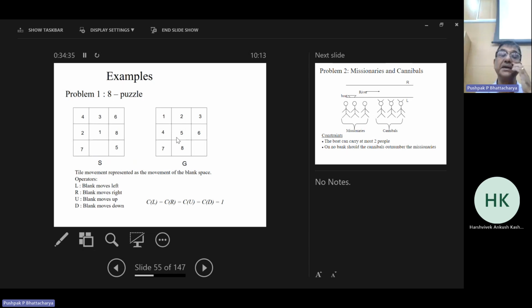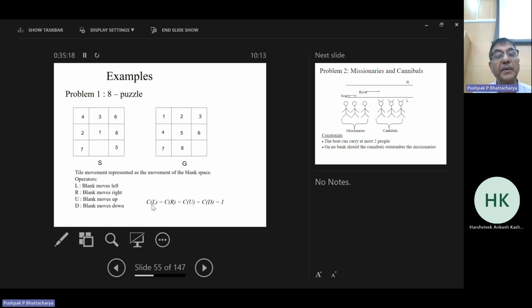What are the operators? We remarked yesterday that a very nice intelligent step is to look upon the fact that the blank space moves, though in actuality we move the tiles. So if the blank space is moving, then we think of 4 operators. L, blank moves left, R, right movement, U, up movement, and D, down movement. So our goal is to find out the least number of operators by which you go from the start state to the goal state.